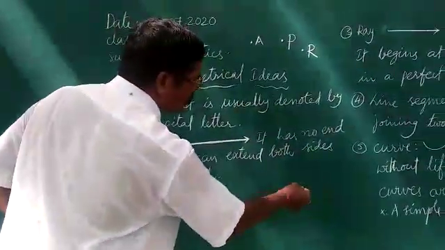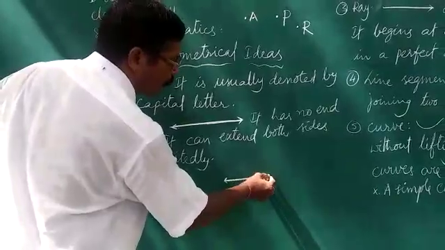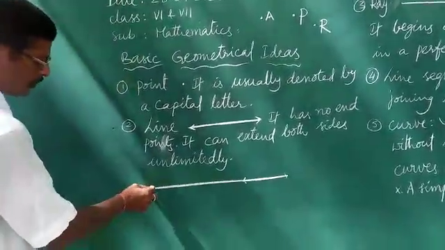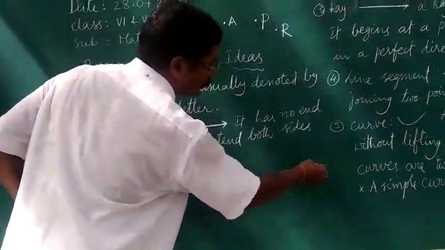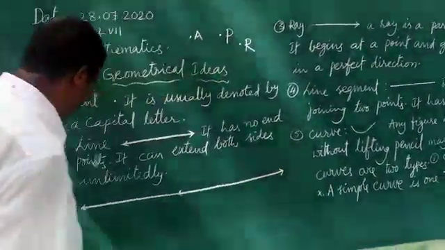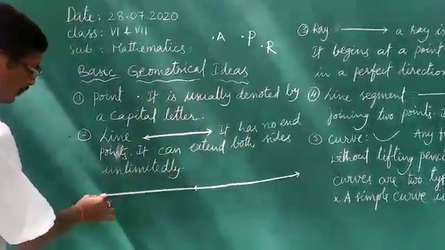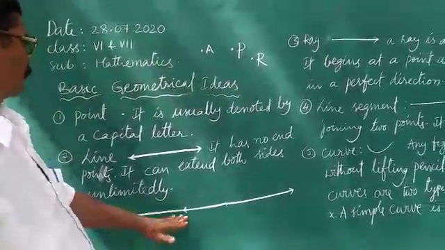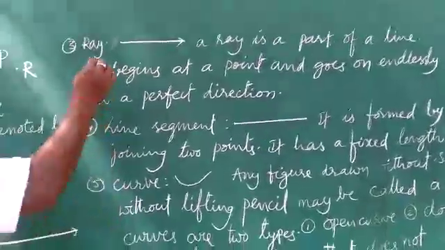Okay, you can extend this both sides unlimitedly, like that. You can extend this side also, and this side also. So this is called a line. It has no end points. Both sides are having only arrow marks. So this is called a line.